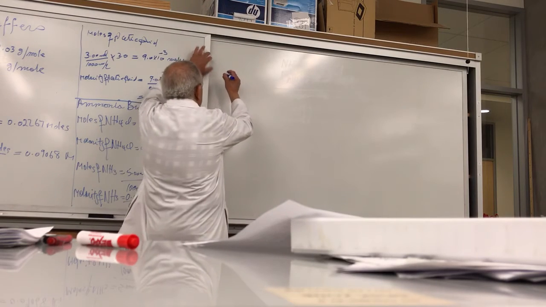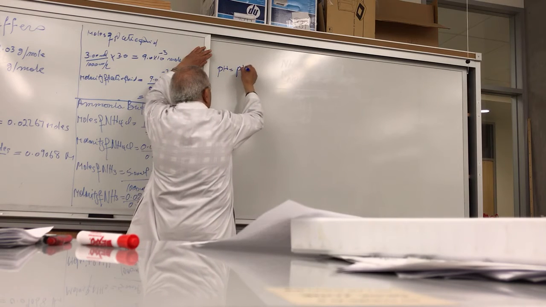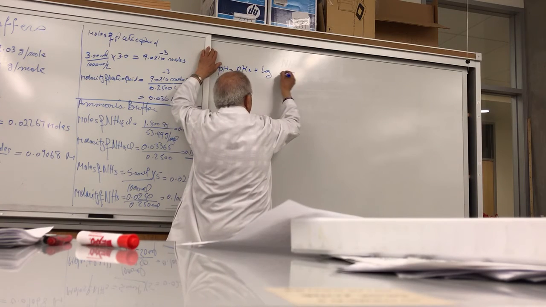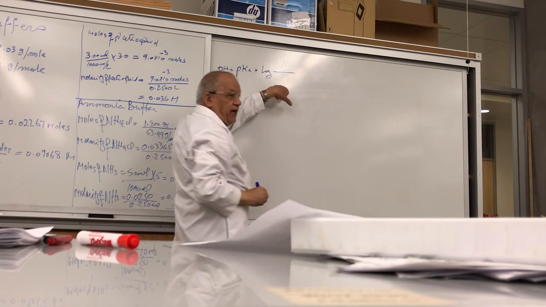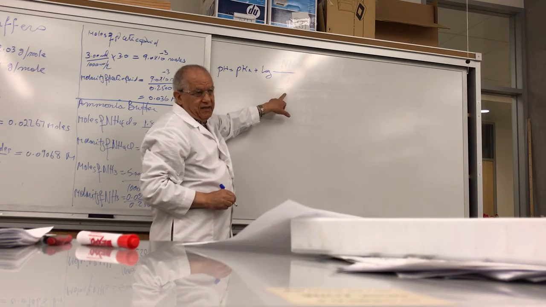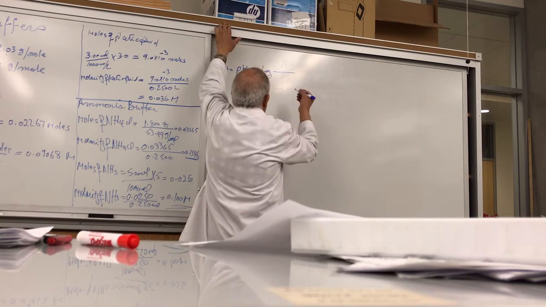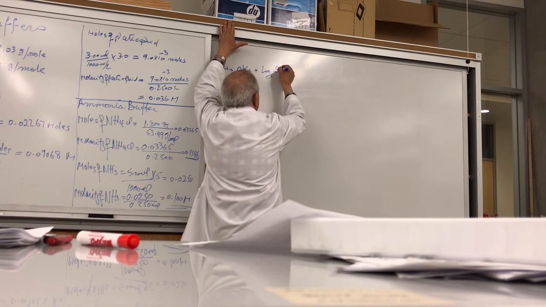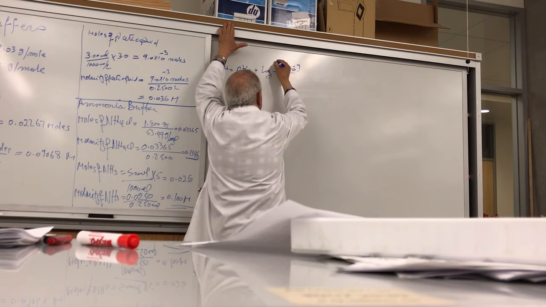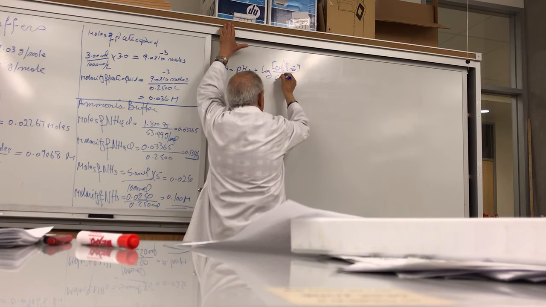Very important equation: pH equals pKa plus log of base over acid, okay? Conjugate base over acid. And for our acetic acid buffer, the acetate would be CH3COO minus over acetic acid.